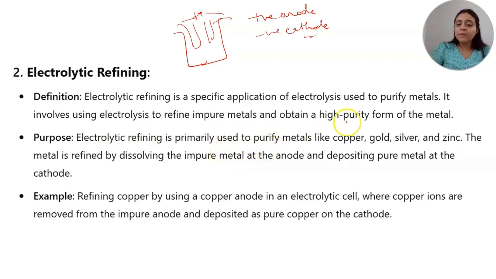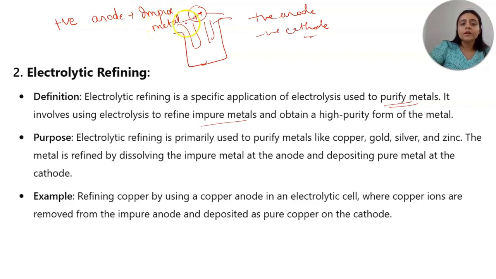Electrolytic refining is a special application of electrolysis used to purify or refine metals. It involves using electrolysis to refine impure metals and obtain a high purity form of the metal. When the electrodes are connected to the battery, at the positive anode we put the impure metal, and at the negative terminal, which is the cathode, we attach the pure metal. Now when we pass the current through this electrolyte solution, what will happen?